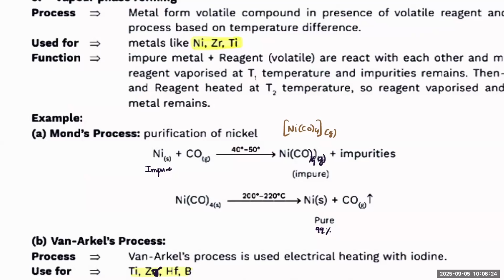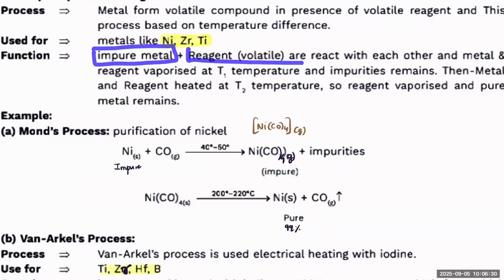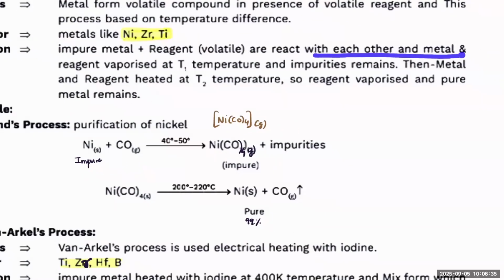Now, what is the function here? See, impure metal plus the reagent, which you add and which will become volatile, will react with each other. The metal reagent compound vaporizes at temperature T1, and impurities will remain. Then the metal and reagent are further heated at temperature T2, so that the vaporized compound converts into pure metal and the reagent separately.